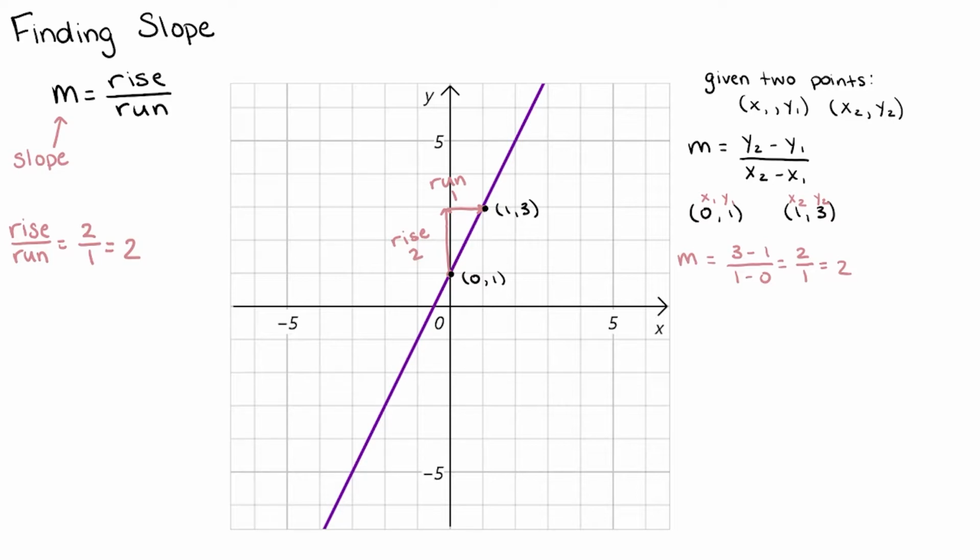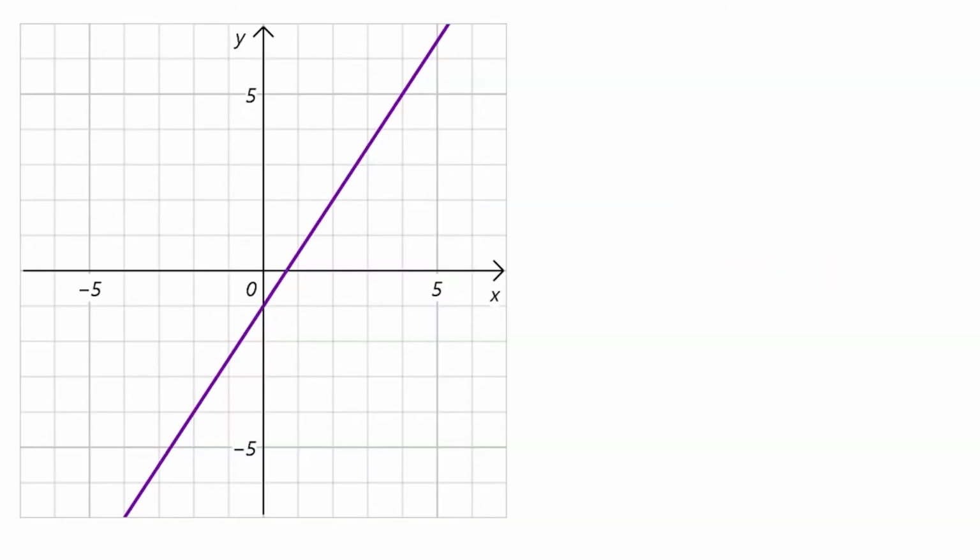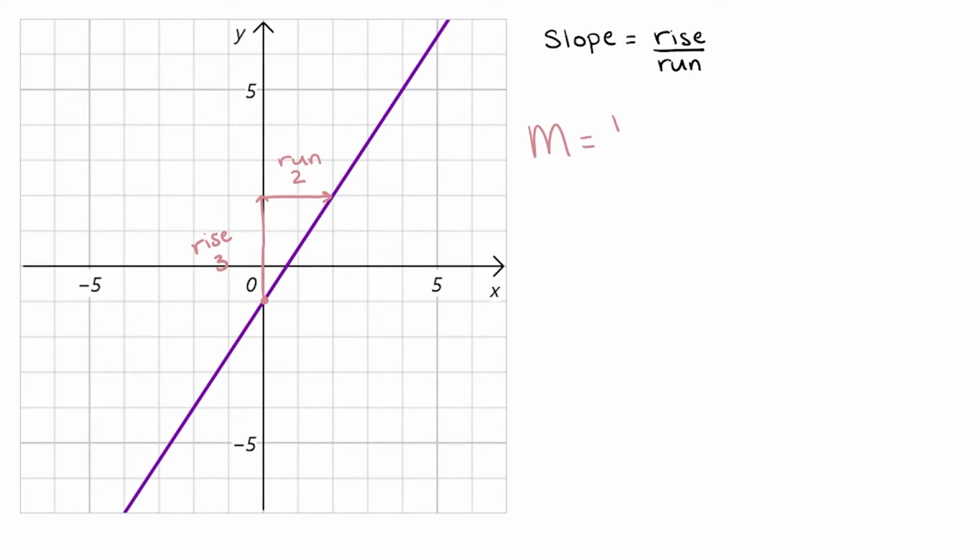Let's take some examples finding our slope. So first we have this graph, and remember, given a graph, we can use rise over run. So since our slope is equal to rise over run, let's find a starting point. Looks like we rise 3 units and run 2 units, which means our slope is 3 over 2.